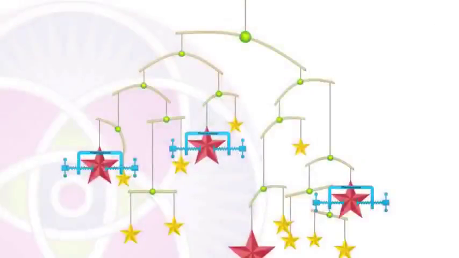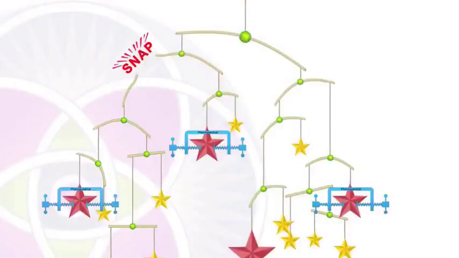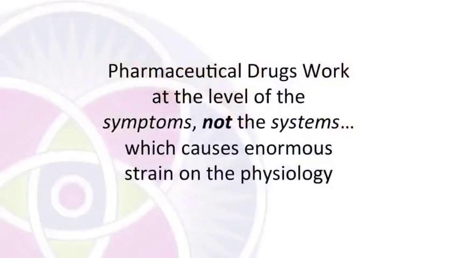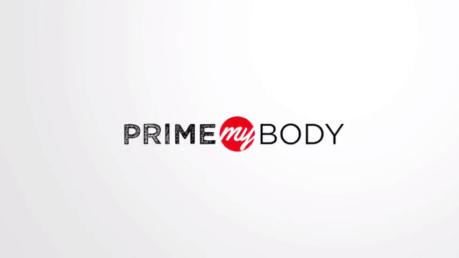One more little thing going wrong with your physiology. Perhaps it's something as simple as a cold or a little virus, or some kind of drug interaction that you didn't anticipate, and now something breaks. This system is under so much tension and so much stress that the oscillations would be huge, and you might find yourself in the ICU under life support. So in a nutshell, pharmaceutical drugs work at the level of the symptoms, not the systems, which causes enormous strain on your human physiology.